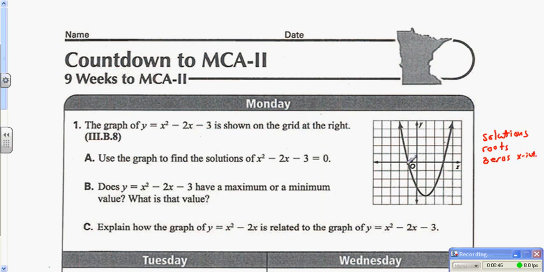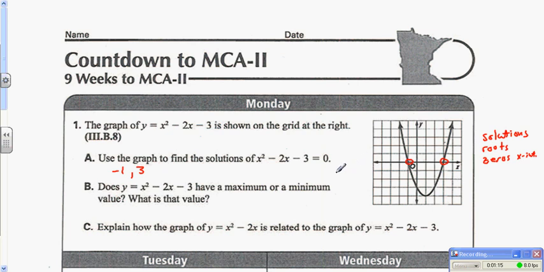So if you look at the x-axis, the graph crosses the x-axis at this location and this location. So the graph tells us what the solutions are by where it crosses the x-axis. In this case, it is when x is equal to -1 and when x is equal to 3.